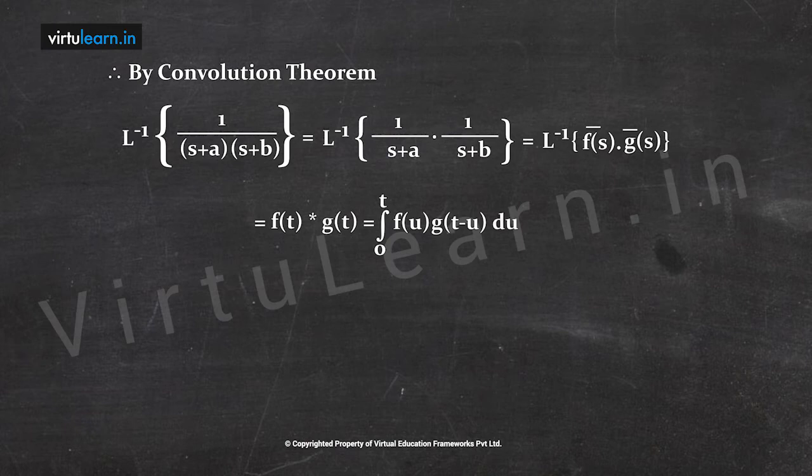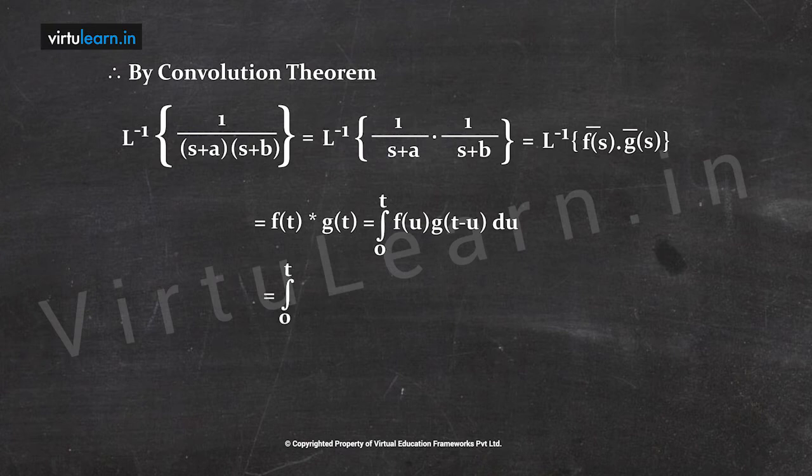Now, f of t is e power minus at, which means f of u means I'm substituting into every function here. You know very well f of t and g of t. In place of t, you substitute u. In g of t, in place of t, you substitute t minus u. Now I am doing that concept.